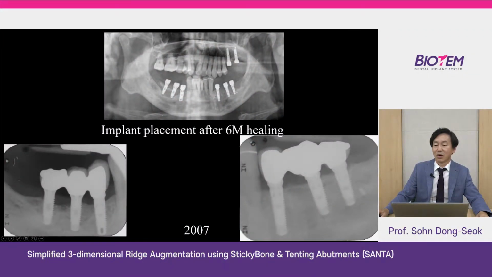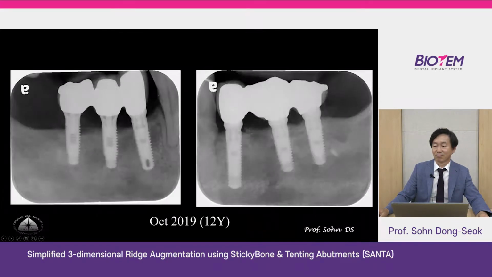The implants were placed after 6 months of healing. A long implant was placed on the right side, and on the left side. This slide shows the radiograph after 12 years in function. A little bit of marginal bone resorption is seen on the right side, but it seems to be very stable. There is no bone loss on the left side because I used the pedicle bone graft using sandwich augmentation. This is not a free bone graft.